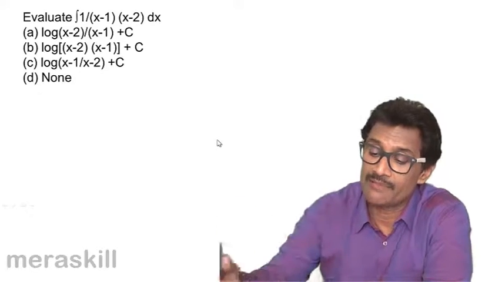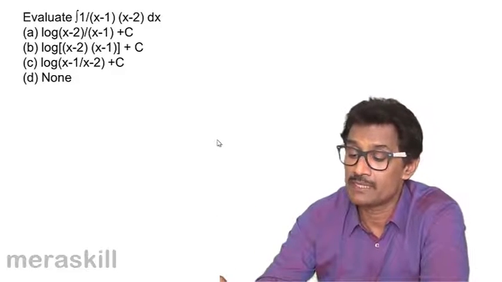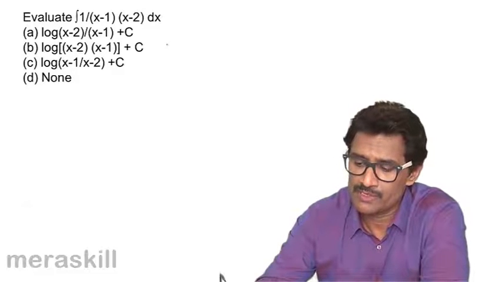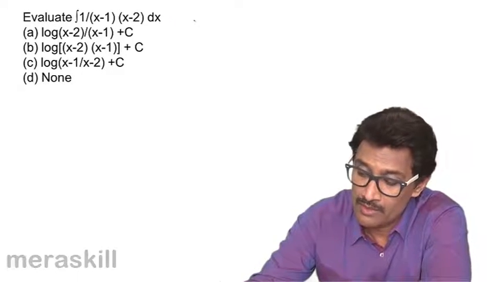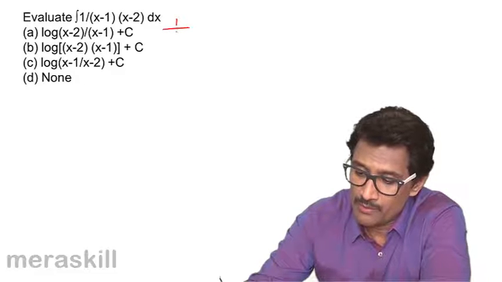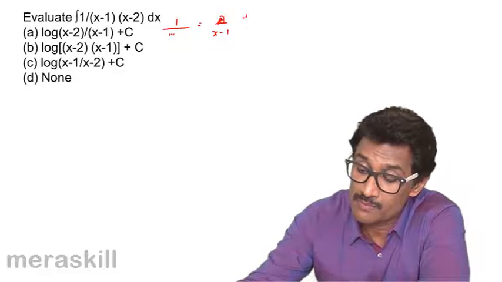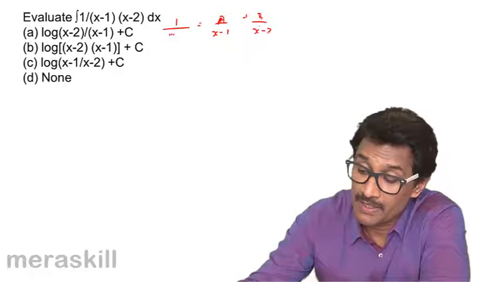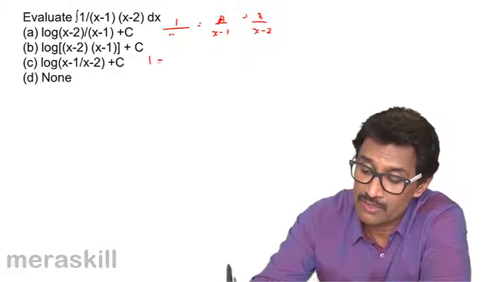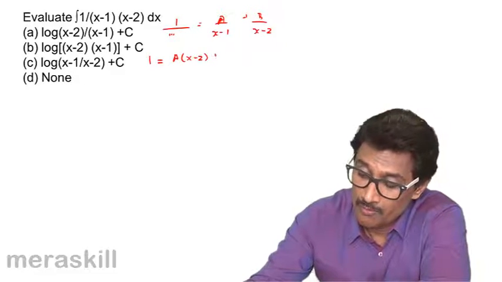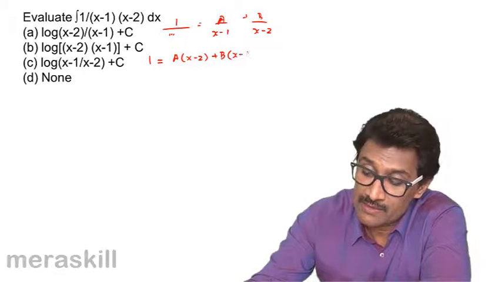Now we have to evaluate 1 upon (x minus 1)(x minus 2). So we go for simple practice. We have 1 upon (x minus 1)(x minus 2), which is nothing but A upon x minus 1 plus B upon x minus 2. Hence 1 will turn out to be A into (x minus 2) plus B into (x minus 1).